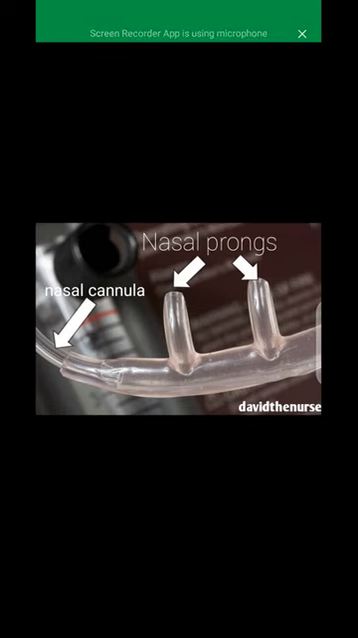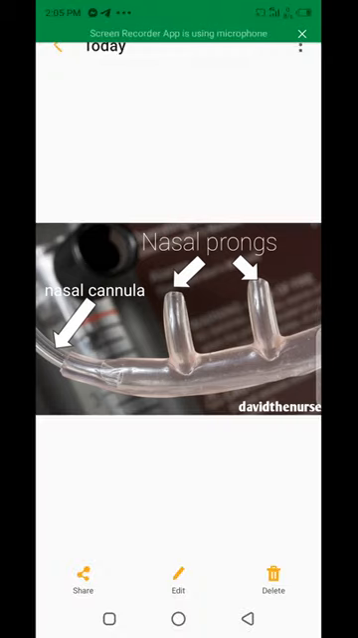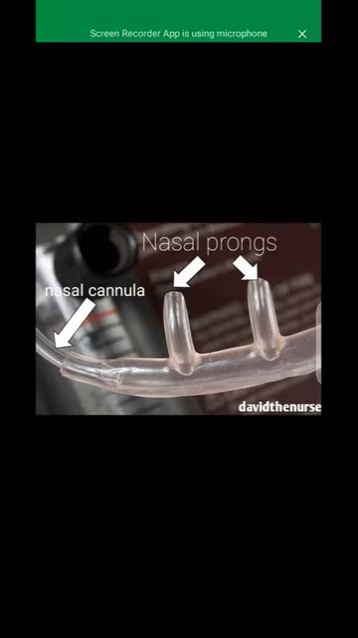So between that 1 to 4 liters per minute, you are sure that your oxygen is going into the respiratory tract. I will say that again. When you are administering oxygen via nasal prongs, you administer between 1 to 4 liters per minute. This is very important. You don't go above it. If there's a need to go above it, then you choose another higher device, not this particular one. Okay, so that is very important.